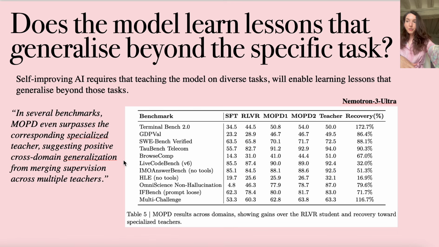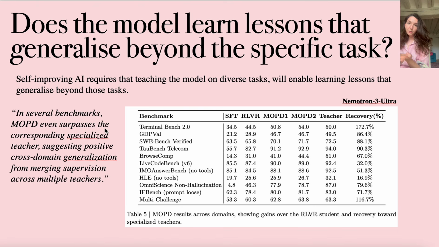So in the Nemotron 3 Ultra paper, I found this table where they have teacher models which are very good at a task, and then they have the student model, which, let's look at the MOPD2 column. And my question was, does the student ever end up exceeding the teacher? And the answer is yes, in 2 cases. In Terminal Bench 2.0, student 54%, teacher 50%, and in this multi-challenge benchmark, which I'm not sure what that exactly is, student 63.8 and teacher 63.3.